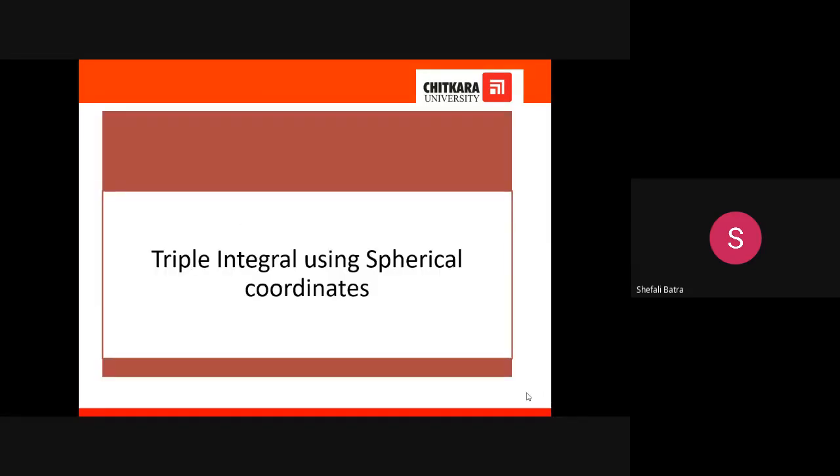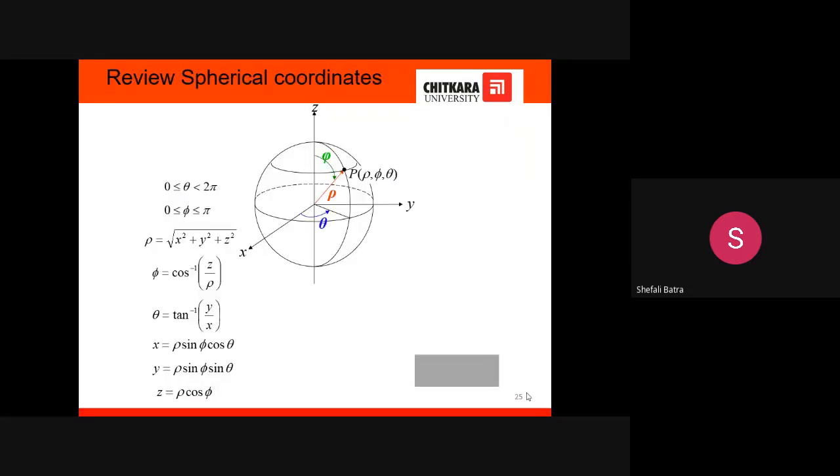Let's start. In the last class, we discussed triple integrals using spherical coordinates, right? We revised that these are your spherical coordinates. In this case, rho is the radius vector, so we'll be taking here rho cos phi. Phi is the angle made with the z-axis and theta is the angle made with the x-axis, right?